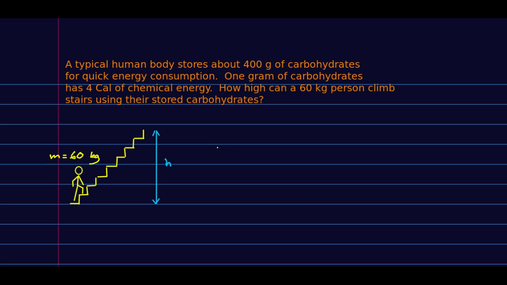So let's use this to estimate something. Let's figure out how high a typical person, say 60 kilograms, can climb using stored carbohydrates. So I said that the body stores some of its energy as ATP and some as fat, but most of the short-term storage is done as carbohydrates. The ATP is for immediate use. The carbohydrates are the short-term storage and the fat is the long-term storage. And a typical healthy adult stores around 400 grams of carbohydrates. So let's see how high you could climb if you were to convert all of those carbohydrates.